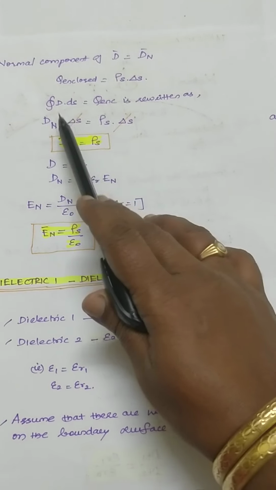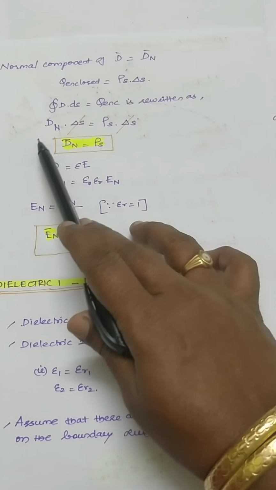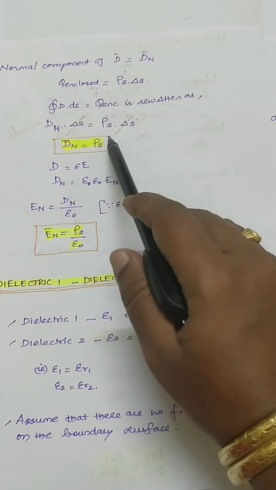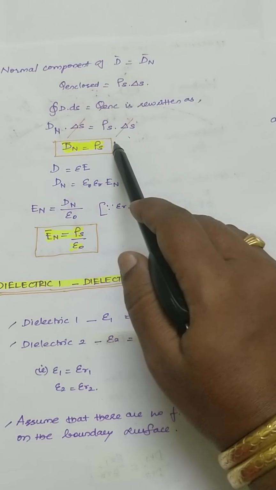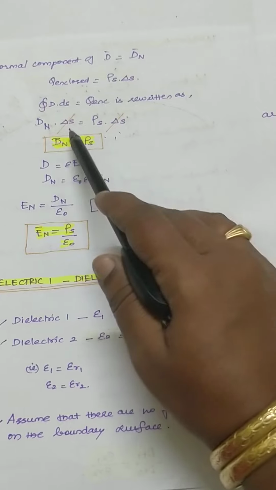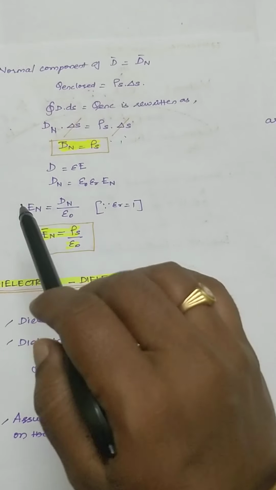So Q enclosed becomes equal to rho S del S. By definition, integral D dot ds with respect to the top surface alone we are considering. So it is Dn of del S equal to rho S of del S. It is a surface charge density. Integral ds is del S, as we have already seen. So del S cancels out. We are left with Dn equal to rho S.